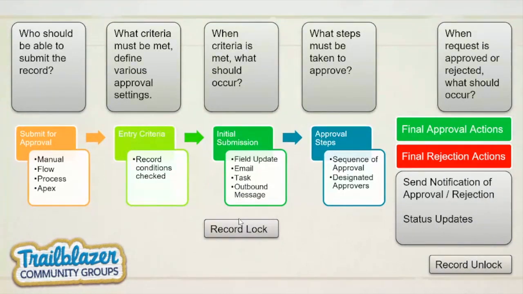You can define designated approvers. We'll talk about that quickly in a next slide. And then once the request is completed, it would be approved or rejected, and then all the final approval actions which are defined will run, like you want to send email notifications, you want to update the status as approved, all those different scenarios can be there. And then at this point, you can unlock the record as well.